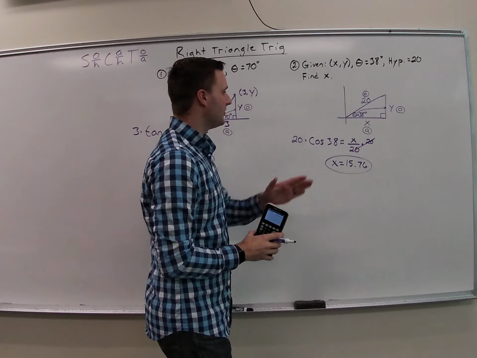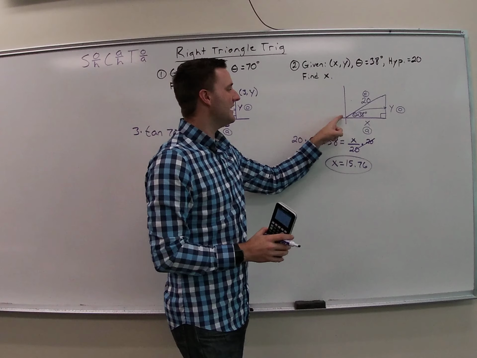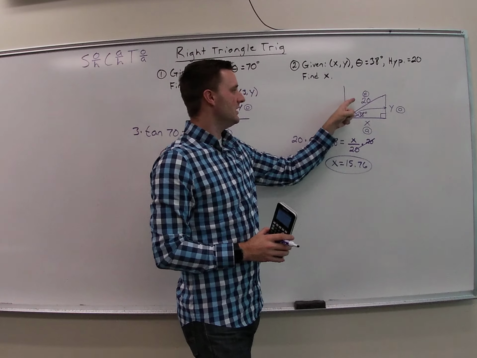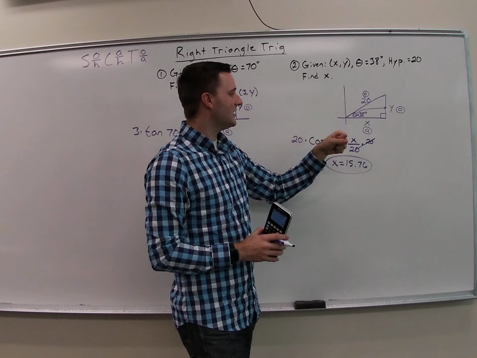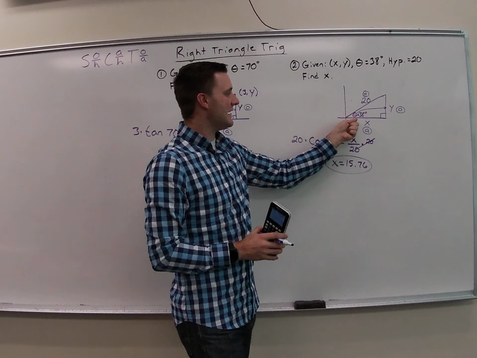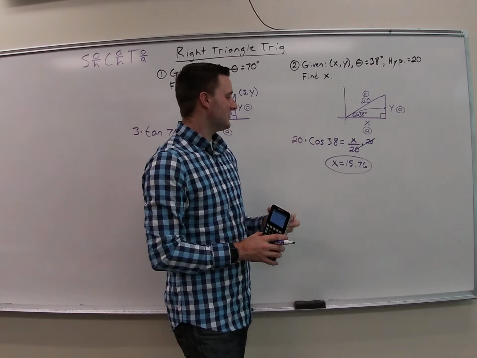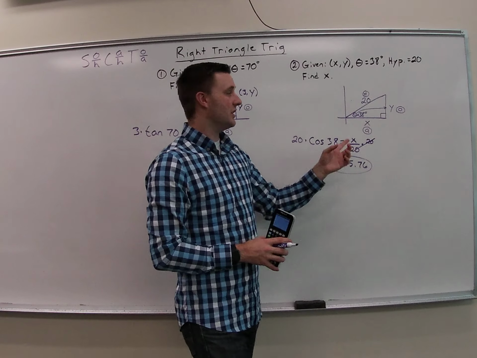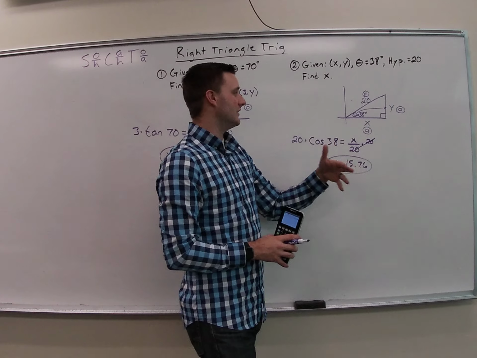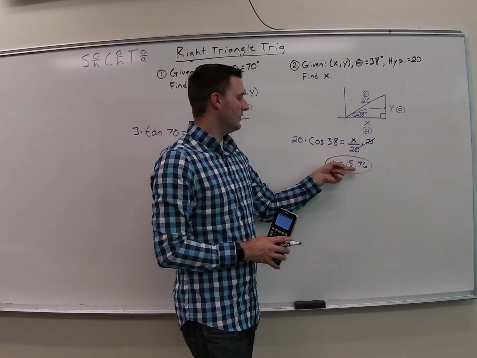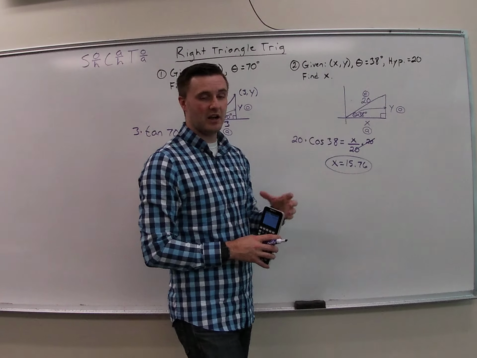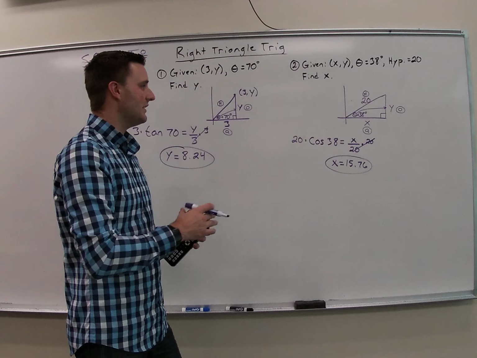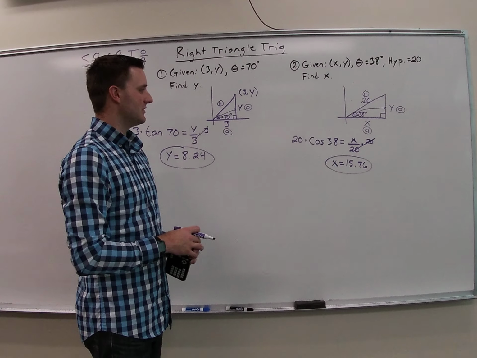So, given a 38-degree angle, and given that I had a distance from the origin of 20, I can figure out that this side adjacent to that angle is going to be 15.76. And then if I wanted to, I could use another trig function to find y. I could use the Pythagorean theorem now with our x value and the hypotenuse to figure out our y value. You have multiple options from there.